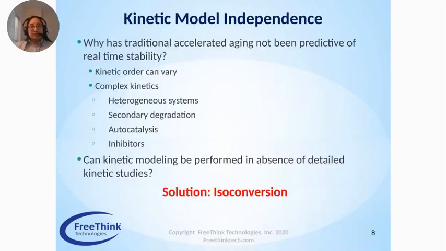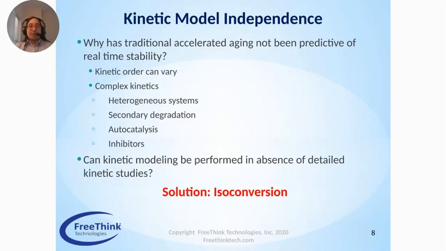So going back to the kinetic models, prior approaches to accelerated aging haven't always been predictive of real-time stability because of varying kinetic order and because of complex kinetics. I talked about heterogeneous systems and secondary degradation. A couple other examples are autocatalysis, when degradation leads to faster degradation, and inhibitors.